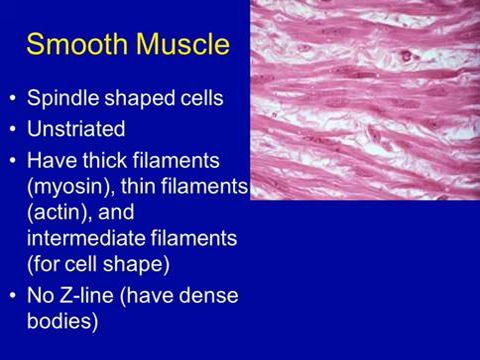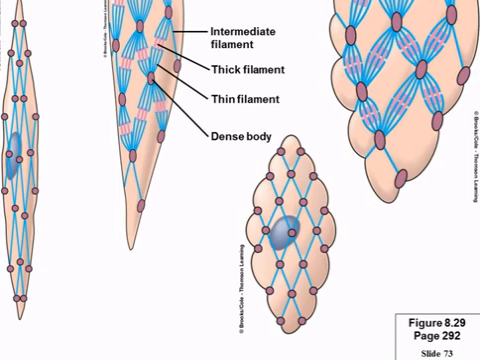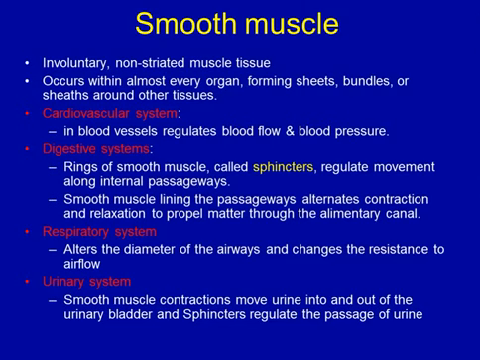I think I covered all of those. Oh, the intermediate filaments, that's the tropomyosin. And if you don't have tropomyosin working the same way, what else do you not need then? Troponin. You don't need troponin. So there's no troponin. These are not in your notes. I'm foreshadowing.